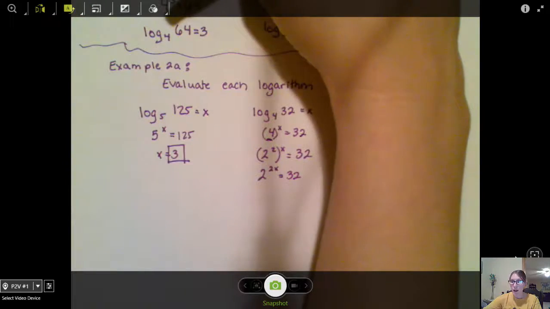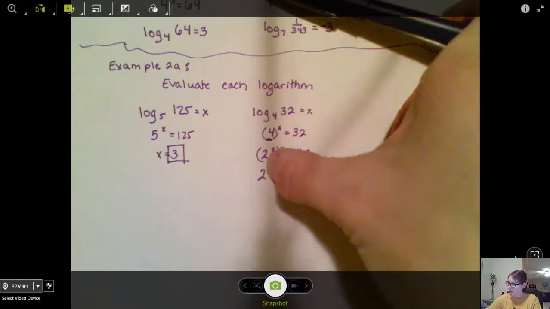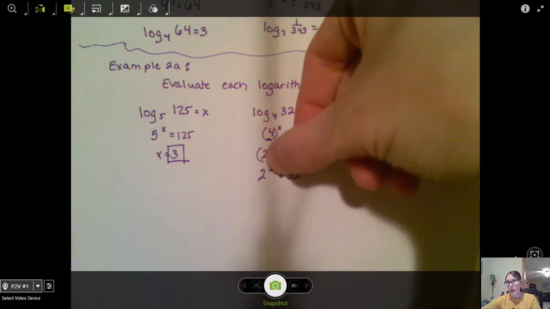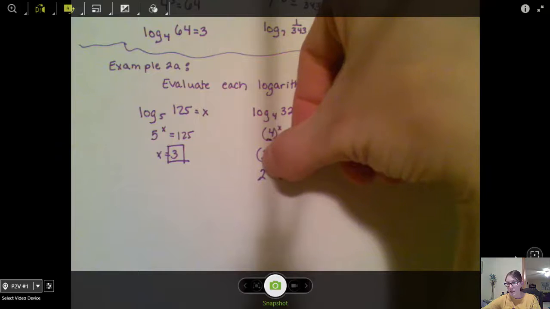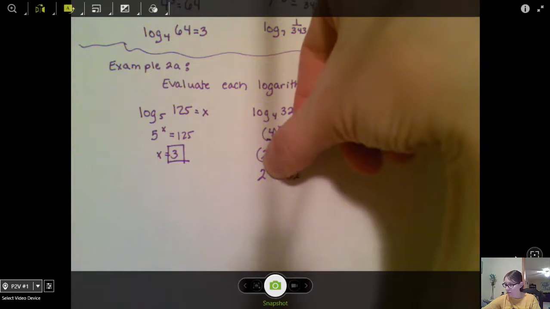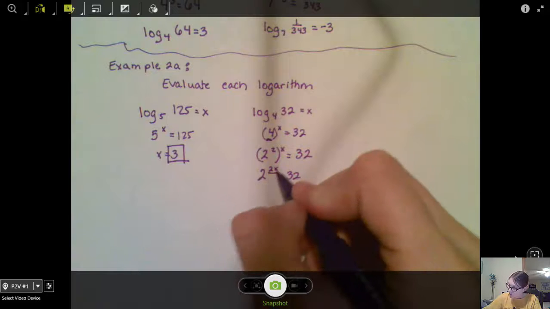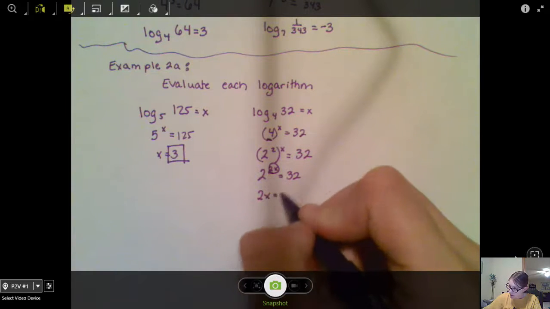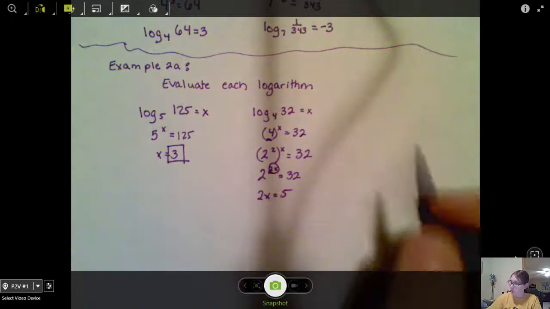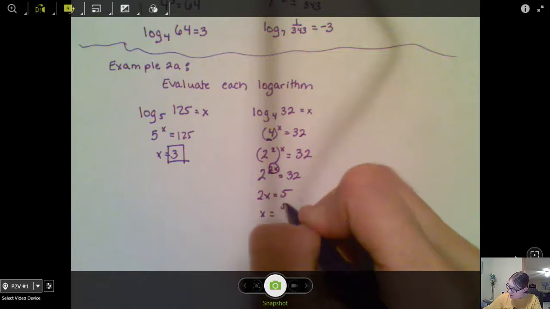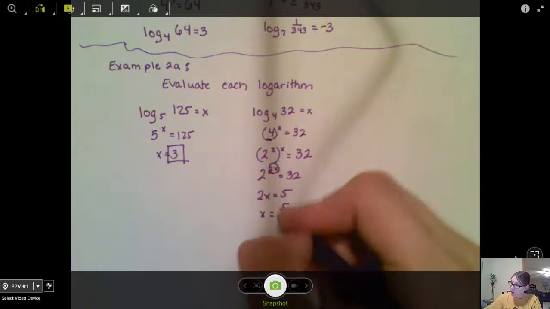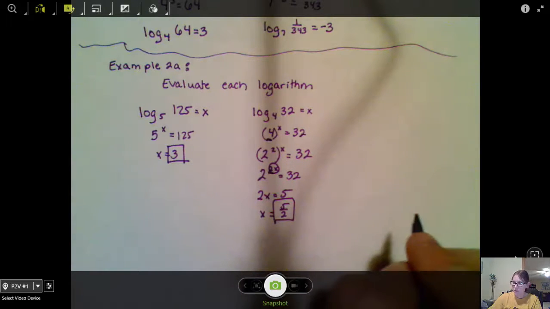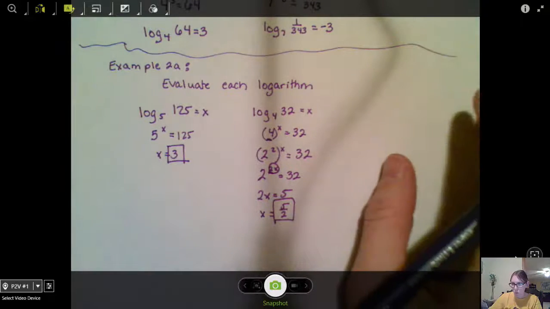And that makes life a lot easier because, I'm going to cover up the 2x for a second. 2 to what power gives me 32? Well, 32 is 2 to the 5th power. So that means this power here that my thumb is covering up has to be 5. So 2x has to equal 5. And we can solve for x from there. X is 5 halves. Divide both sides by 2. So the log base 4 of 32 is 5 halves.